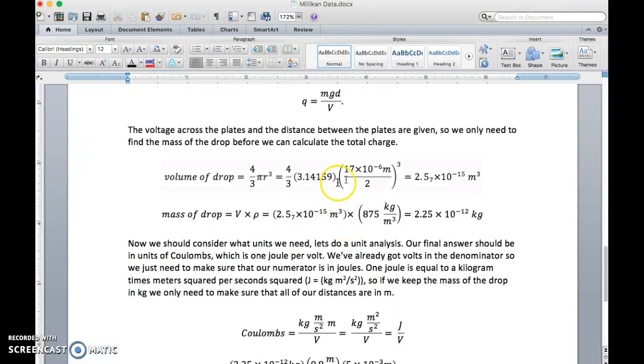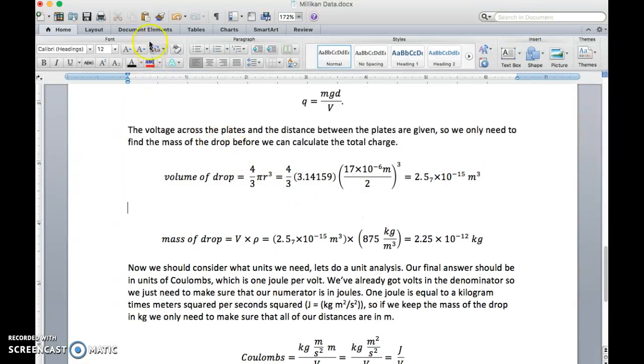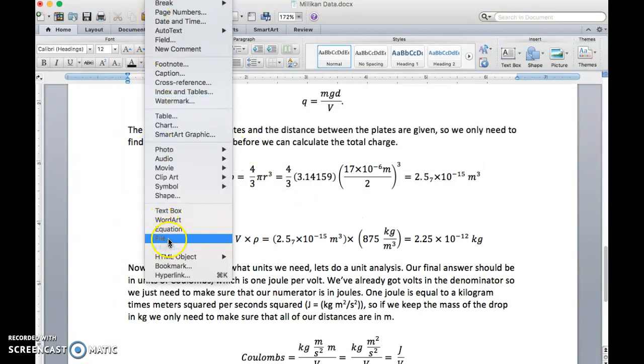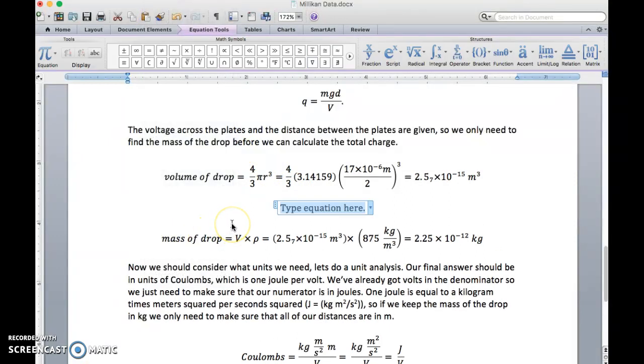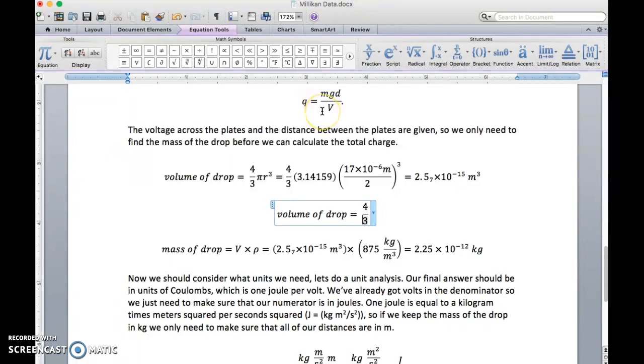You can see down here I've got a lot of math happening, a lot of different levels and cubes, etc. So I'm going to duplicate this. So I'm going to insert an equation. I'm going to say volume of drop is equal to, all right, I need a fraction, 4/3. There's a 3 in the denominator, a 4 in the numerator.